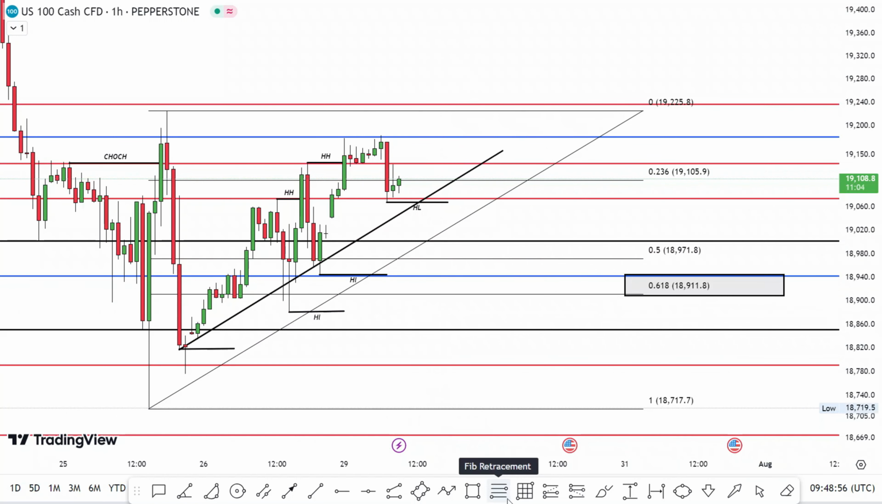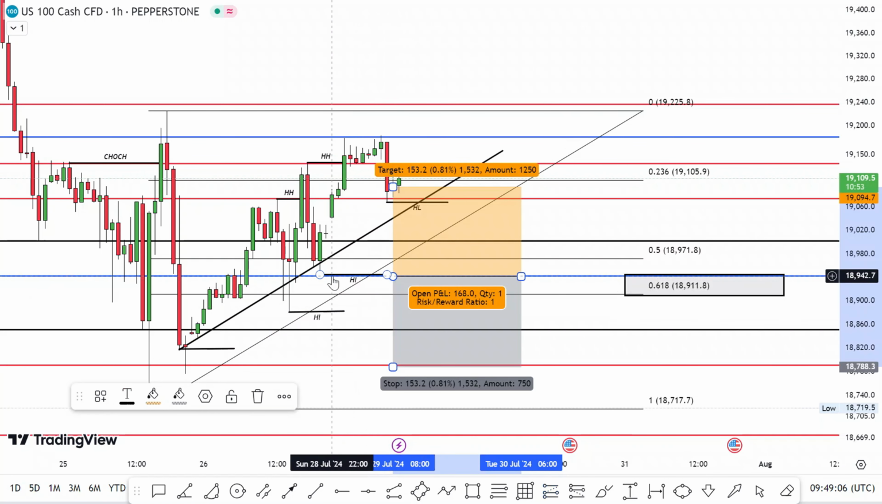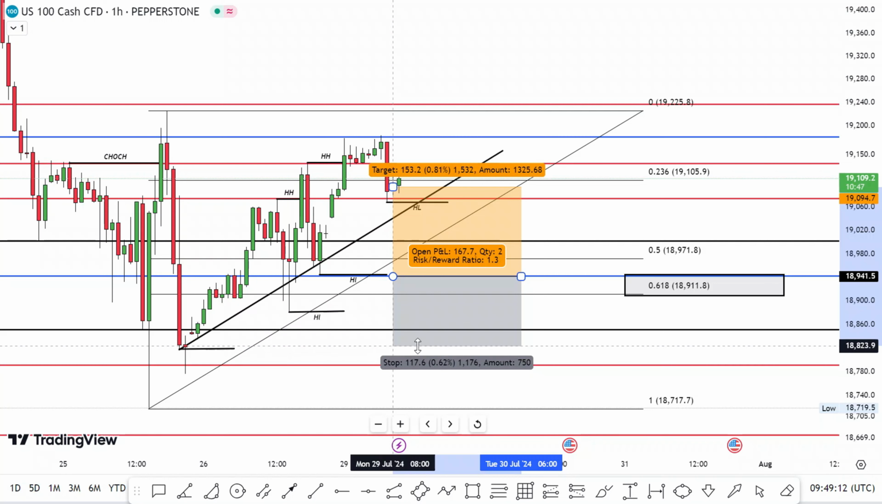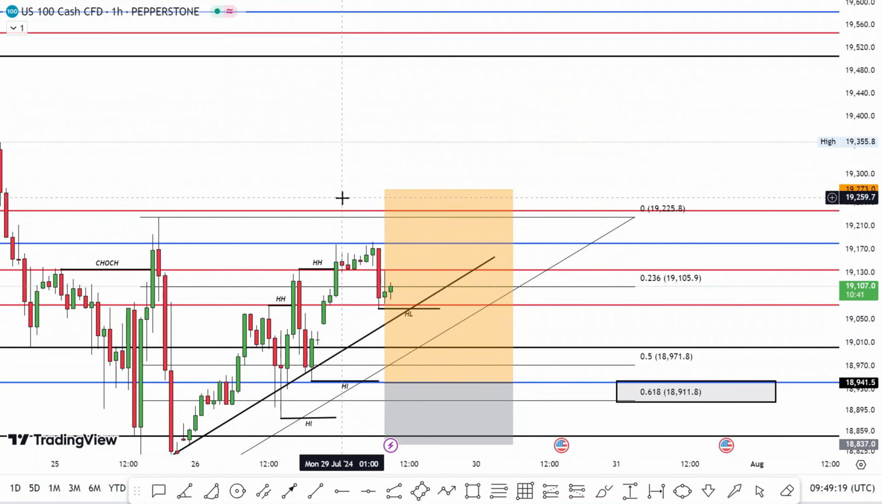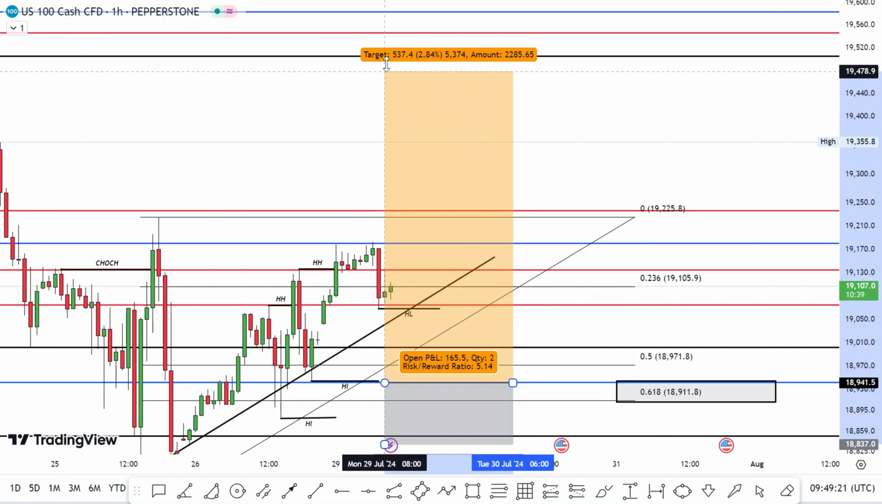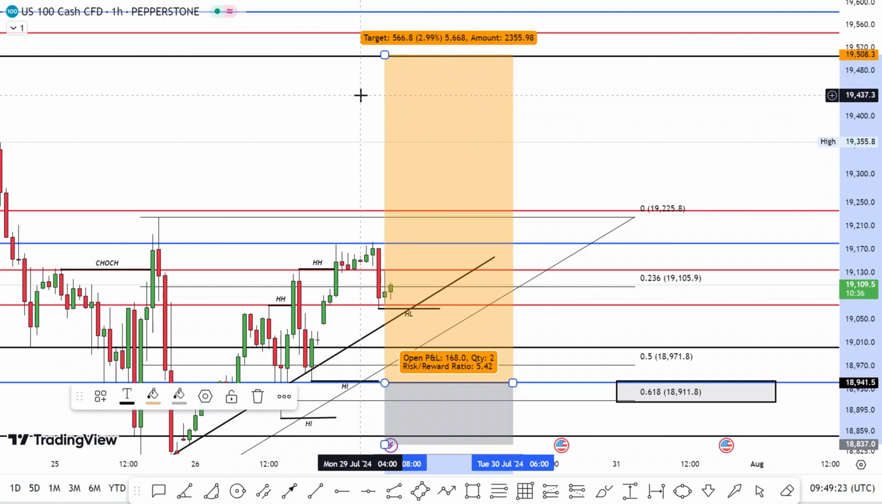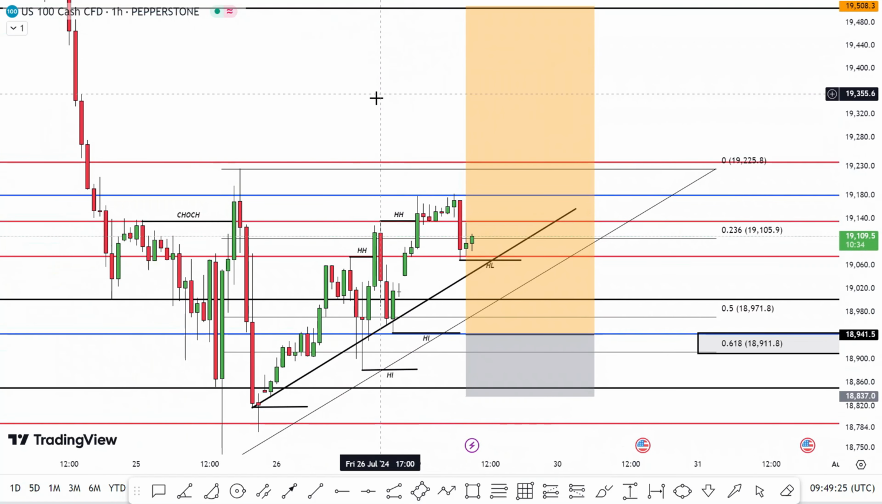So if I want to take a buy position on Nasdaq, for example, I will enter my first trade from this blue line here, which is the second higher low from here. Then my stop loss is going to be this level in case the market pulls back. Then my take profit is going to be around 19,000.